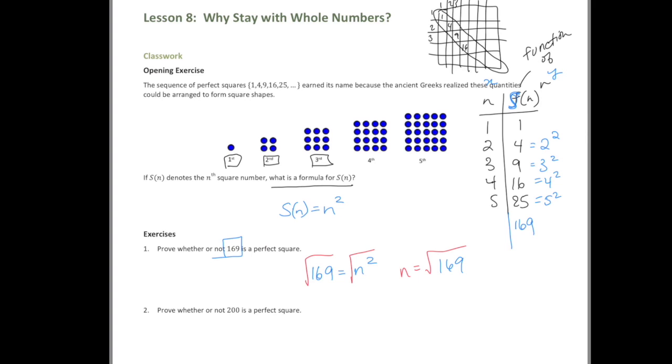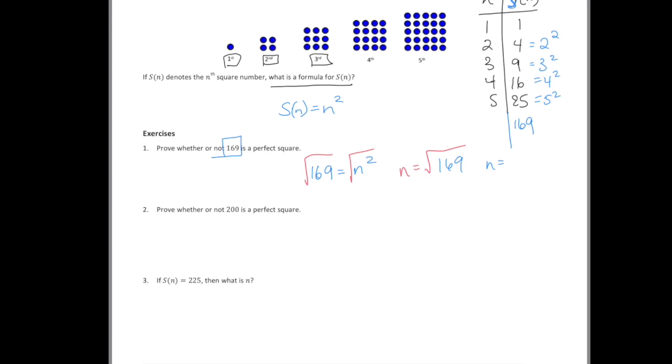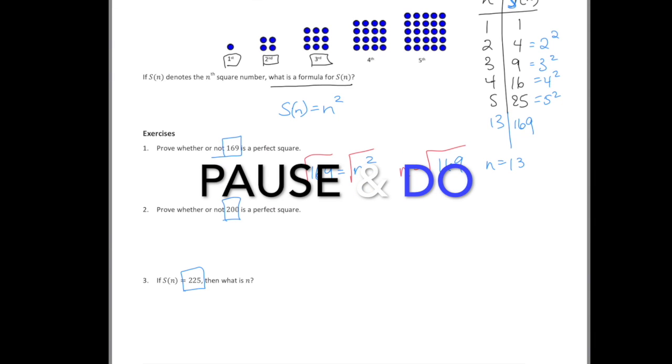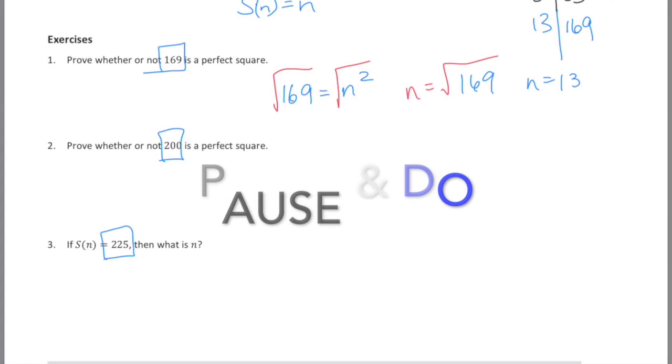And you can just grab your calculator. It's 13, so n equals 13. So n 13 would go there. Well, that is basically how to figure out if that is a perfect square. And we would go ahead and do that for 200 and 225. So I want you to pause the video right now and try to do those two problems the way we did exercise number 1.